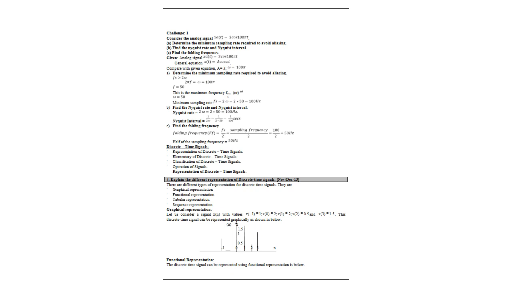Next we are going to see about discrete time signals, that is the representation of discrete time signals, elementary discrete time signals, classification of discrete time signals and operations on signals. First is the representation of discrete time signals. For this we are going to see the explanations. There are different types of representation of discrete time signals: graphical representation, functional representation, tabular representation and sequence representation.